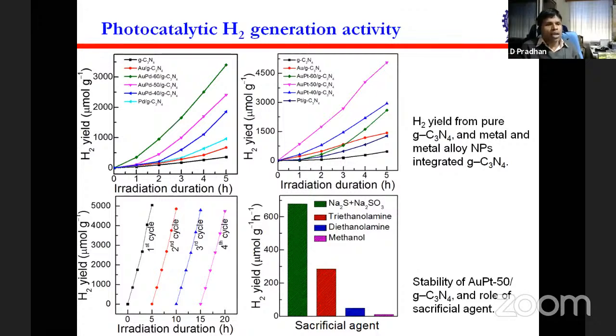So a detailed hydrogen generation experiment through the photocatalytic process was carried out, and different cyclic studies were also performed, and the catalysts were found to be quite stable for at least 20 cycles that we carried out. In this case, 4 cycles are shown.